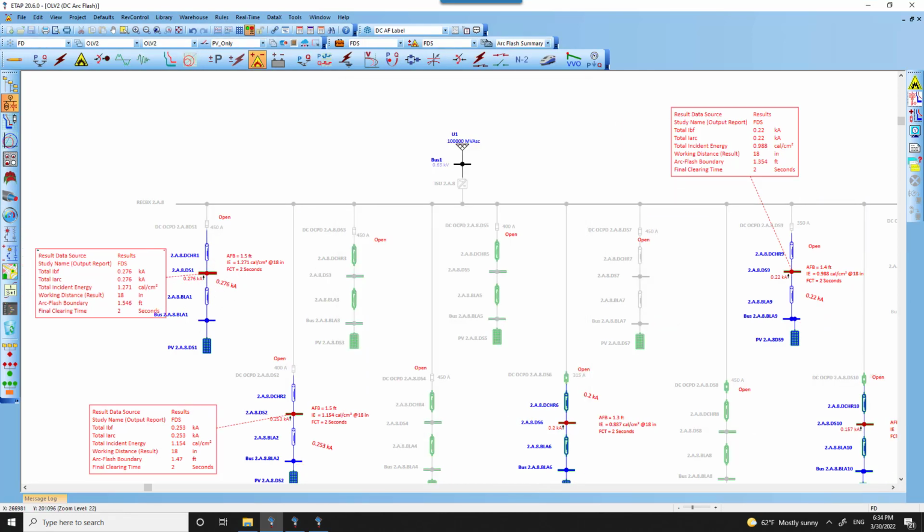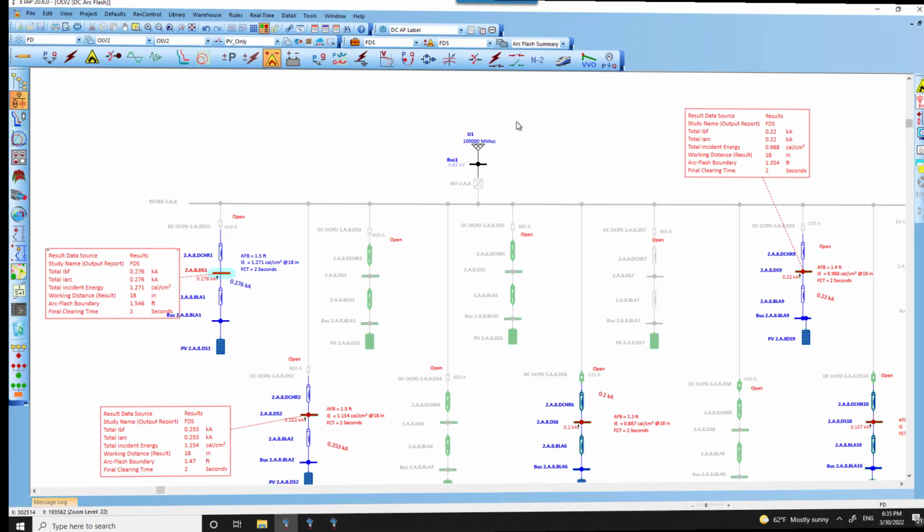And the highest incident energy was somewhere around 1.271 calories per centimeter square, because we have to rely on the 2-second rule, as there is no upstream protective device that is directly fed from the PV array to the disconnect box, actually the fuse disconnect box. Based on these results, the arc flash labels were printed for both the recombiner box and the worst case location at the fuse disconnect, and that was also added to our final report.